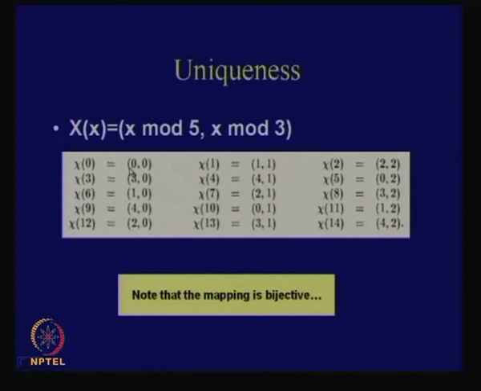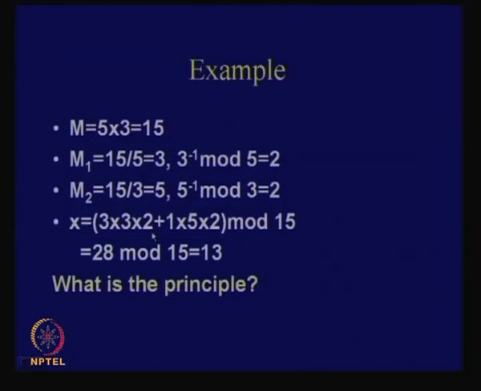So the first ordinate will actually vary from 0 to 4. There are 5 values. In the second case also, there are 3 values. So how many possibilities are there? There are also 15 values. So in the domain and in the range, both of them have got the same cardinality. And at the same time, you also showed that it is onto. So therefore, it's a bijective mapping.